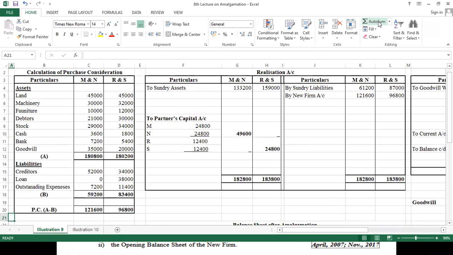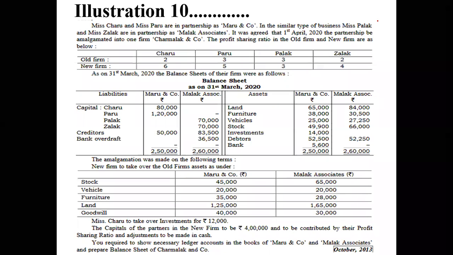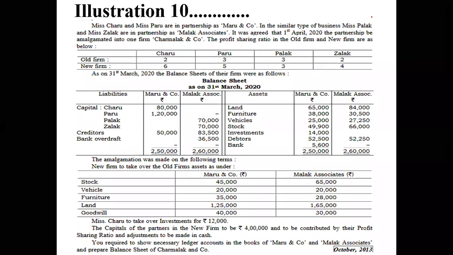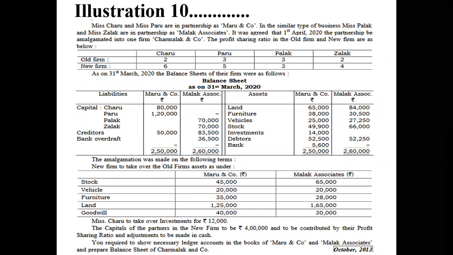Yes, sir. Now moving to another problem. Problem number 10. We have almost 20 minutes, so we can do this also in the classroom. Miss Charu and Miss Paru are in partnership as Maru and Company in a similar type of business. Miss Palak and Miss Jhalak are partners as Malak Associates. It was agreed that on 1st April 2020, the partnership be amalgamated into one firm, Char Malak and Company. The profit sharing ratios in the old firms and the new firm are given below.